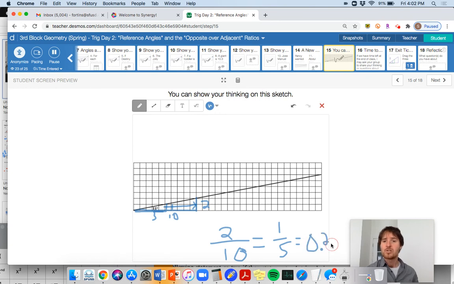Okay, 0.2. So the ratio itself, when we get into trigonometry, the tangent ratios are all going to be written out as decimals. All going to be written out as decimals. This means opposite is 1/5 the size of the adjacent.